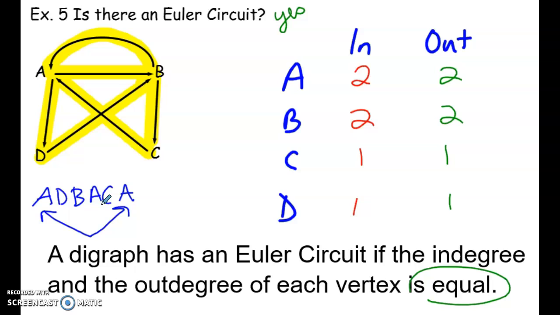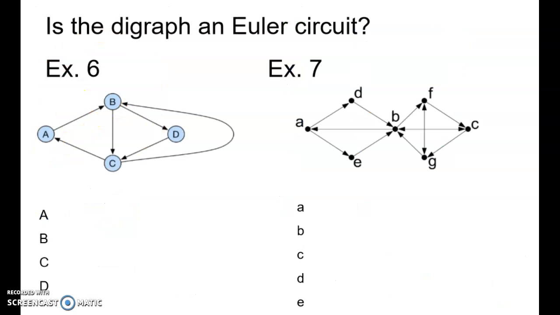Okay? All right. Why don't you guys try the next 2? So go ahead and try these 2. Would the digraph be an Euler circuit or not? For example, 6 and 7. So go ahead and pause the video, try these, and then you can unpause it to check the answer.